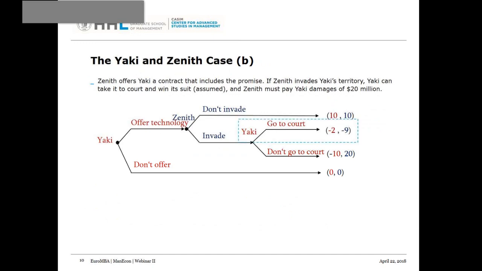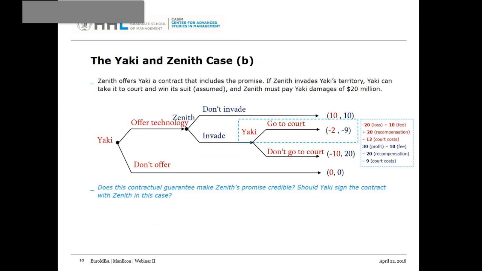So the new option is to go to court, and the payoff is calculated as getting the compensation of 20, losing the 20 exactly, and getting the compensation plus the fee they get from Zenit, minus 12, which are the called costs. Now, here the question is, does the contractual agreement guarantee make Zenit's promise credible? So I can change the question and ask, is it the best thing to do for Zenit when offered the technology to not invade the market? If this is the case, then we can say that the promise is credible.